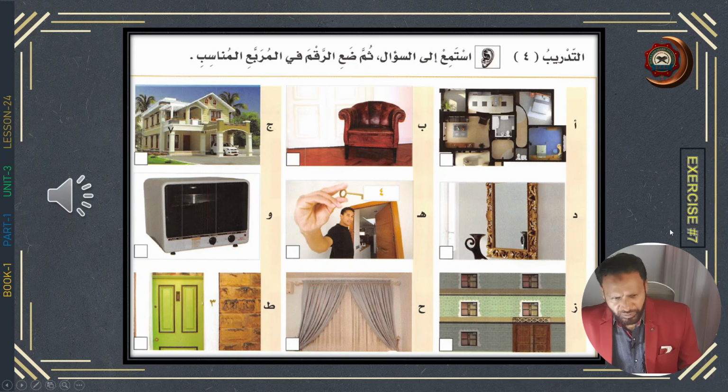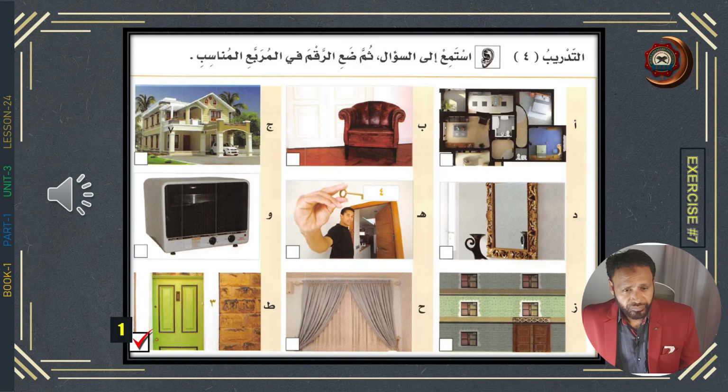Okay, Nusrat ma'am. 2. Ma rakmu baitik? How many rooms would be the first? No. Ma rakmu baitik. What is the number of your house? Rakam means number, not rooms. So that would be the picture.